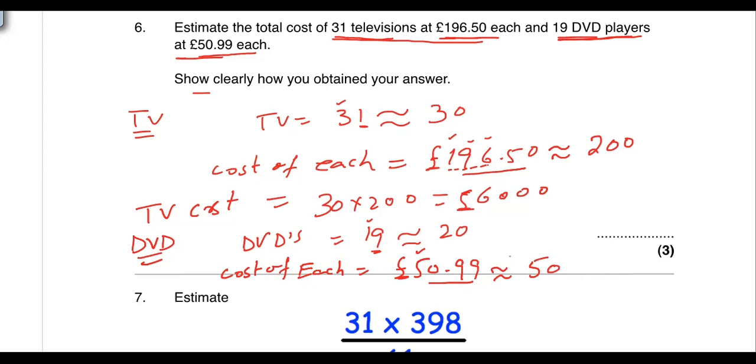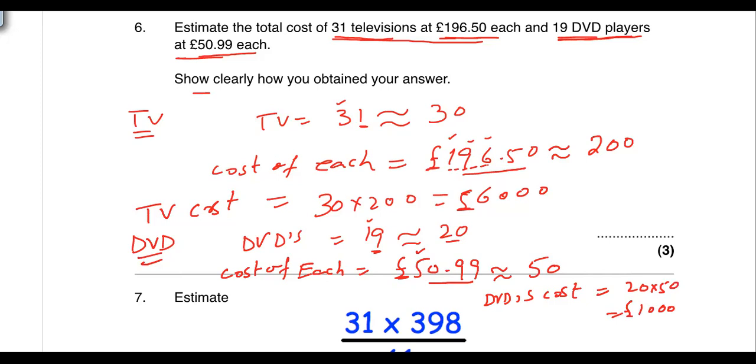Okay. So now what will be the DVDs' cost? Estimated cost. We have 20 DVDs and the cost of each one is 50, so it will be 20 times 50. So we will get 1000. This is 1000 pounds.